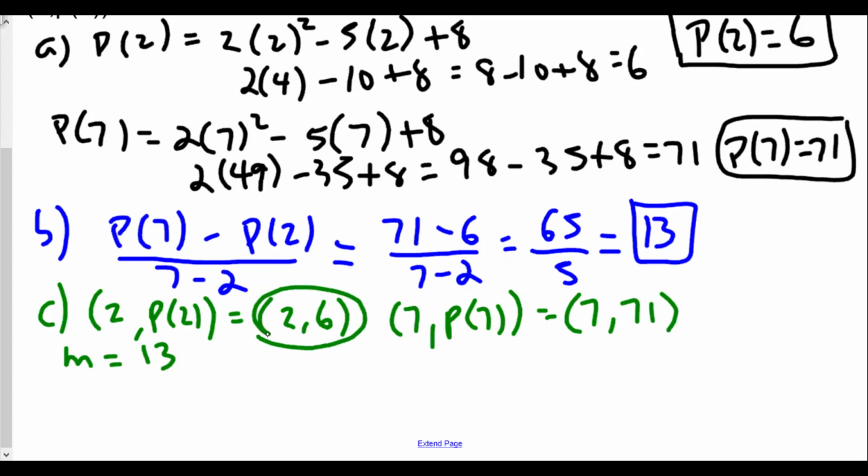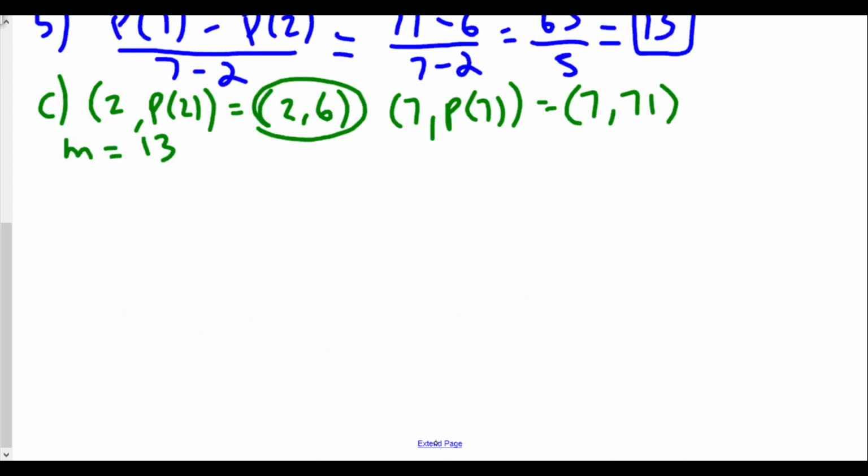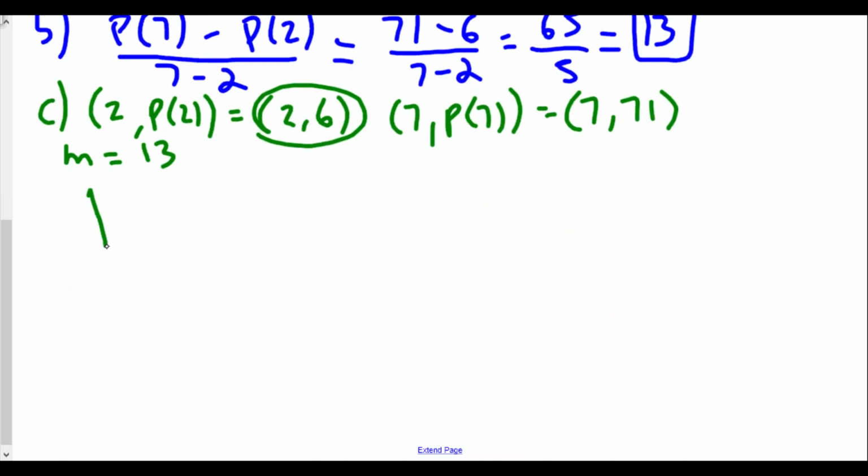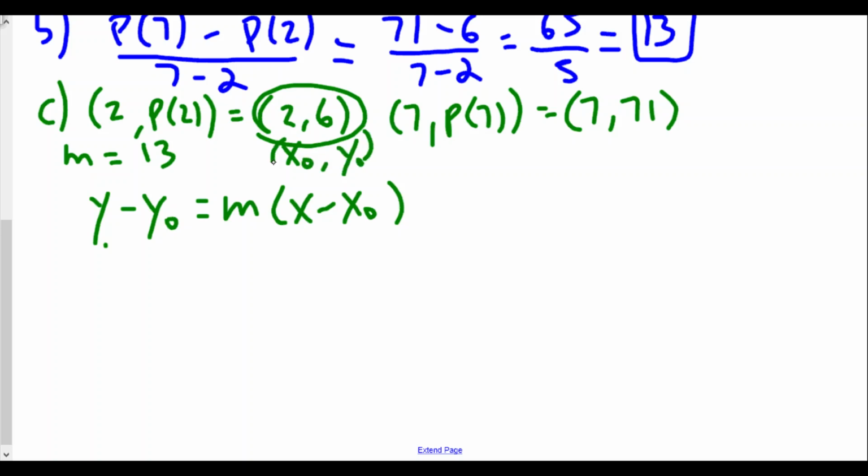We'll use what's called the point slope form. But the point slope form is given in the form of y minus y sub 0 is equal to m times x minus x sub 0, where x sub 0, y sub 0 is going to be the coordinate of the point on the line. And so we know in this case 2 is x sub 0, and 6 is y sub 0. And of course, the slope is 13. So we plug in here y minus 6 is equal to 13 times x minus 2.